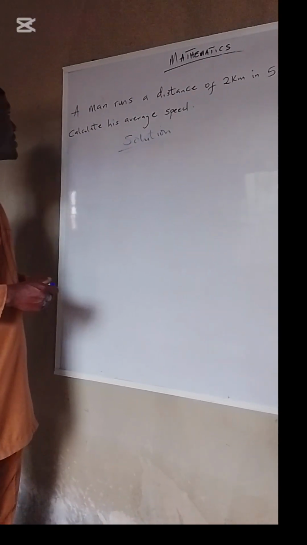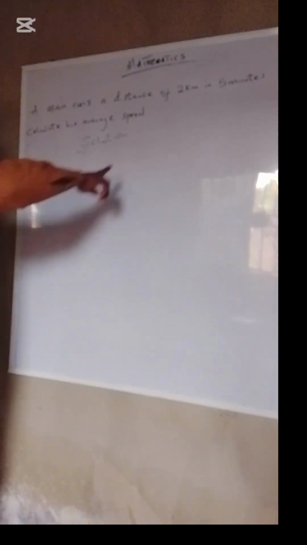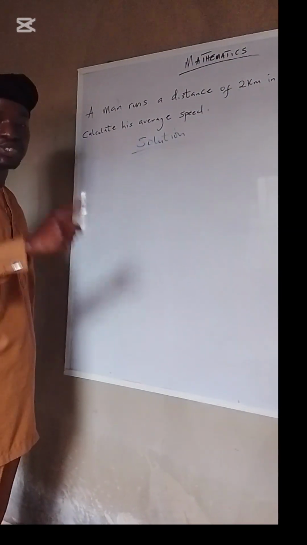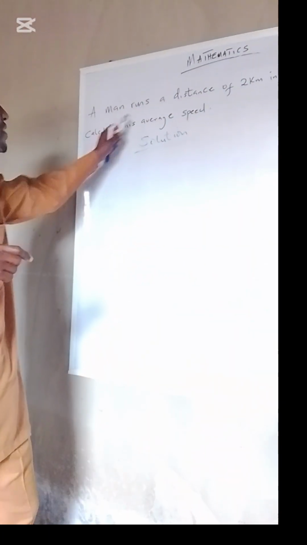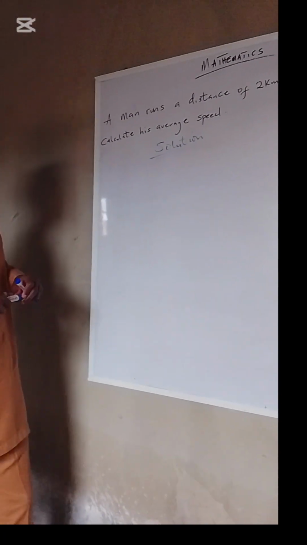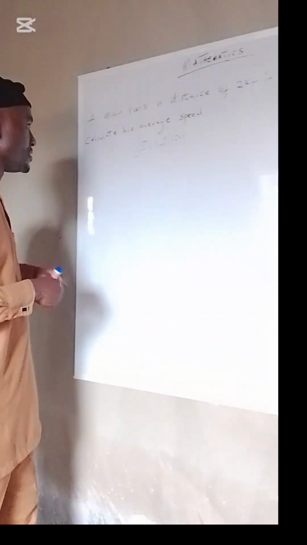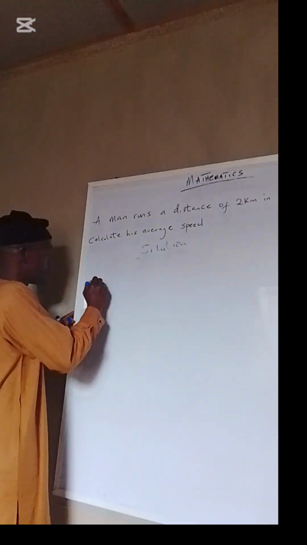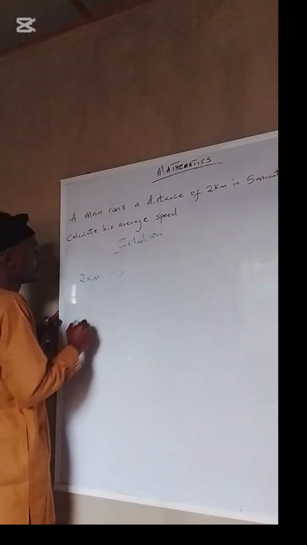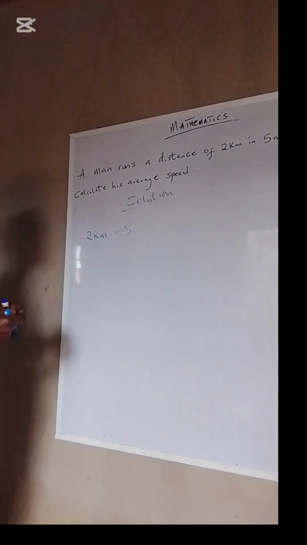So now looking at this, a man runs a distance of 2 kilometers in 5 minutes. The question asks that we should calculate his average speed. The first thing we are going to do is convert this kilometer to meter. And what do we mean by that?